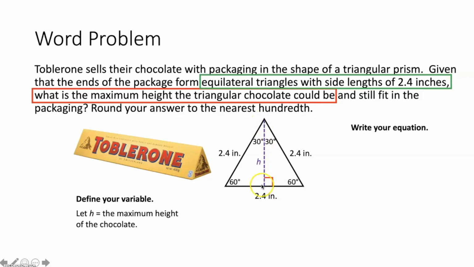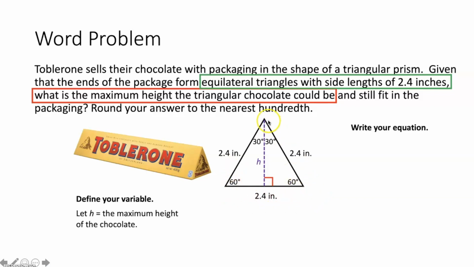Since we know that this height right here is going to be the longer leg of our 30, 60, 90-degree triangle, we just have to figure out what is the shorter leg. What's the side opposite our 30-degree angle? If we know that, we can just multiply that by rad 3, and that'll give us the length of our longer leg, our height. Well, this whole side length is 2.4 inches.